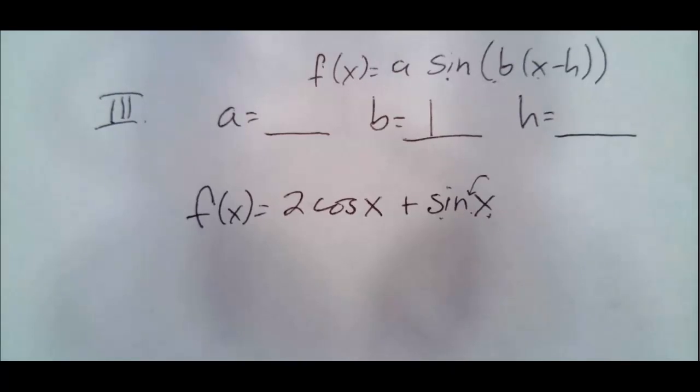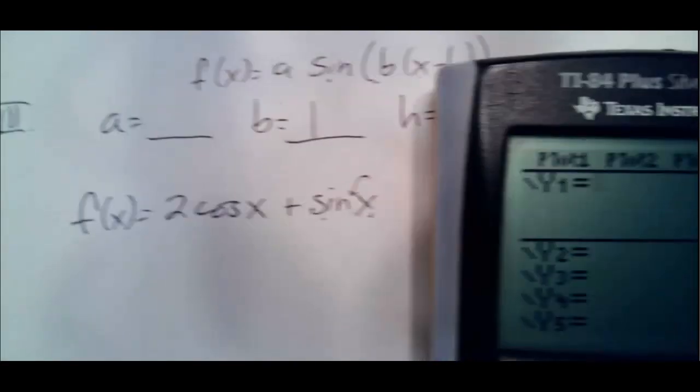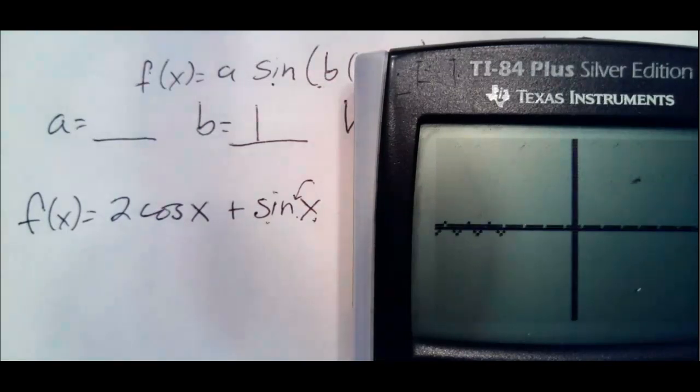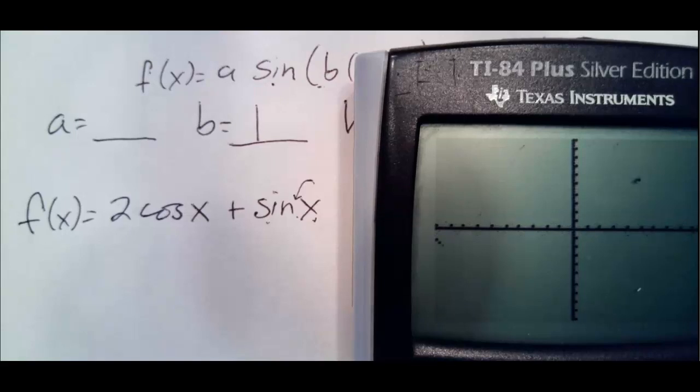Now we take our equation and we're going to graph it. I have 2 cosine x plus sine x. Graph. Of course, I am way out, so let's get a little bit closer. I think I can do a little bit better.